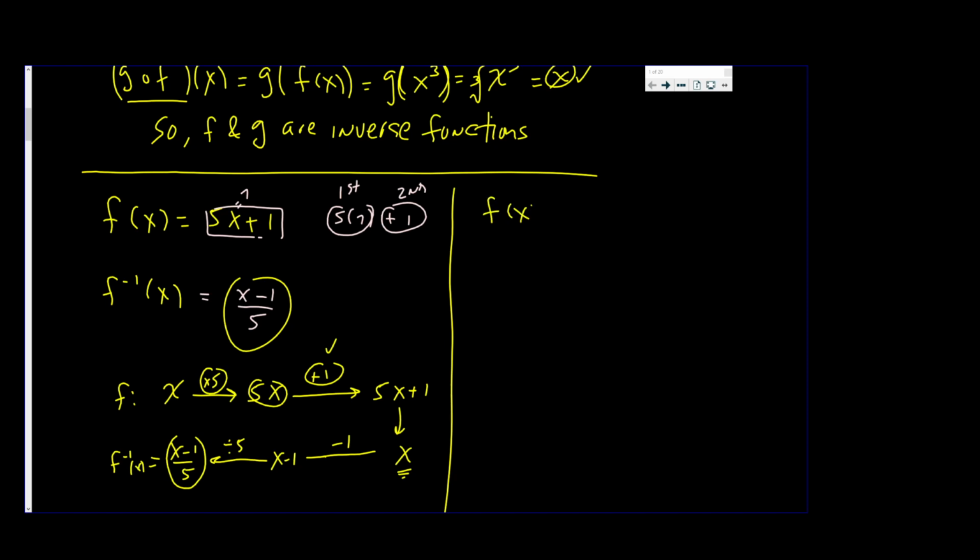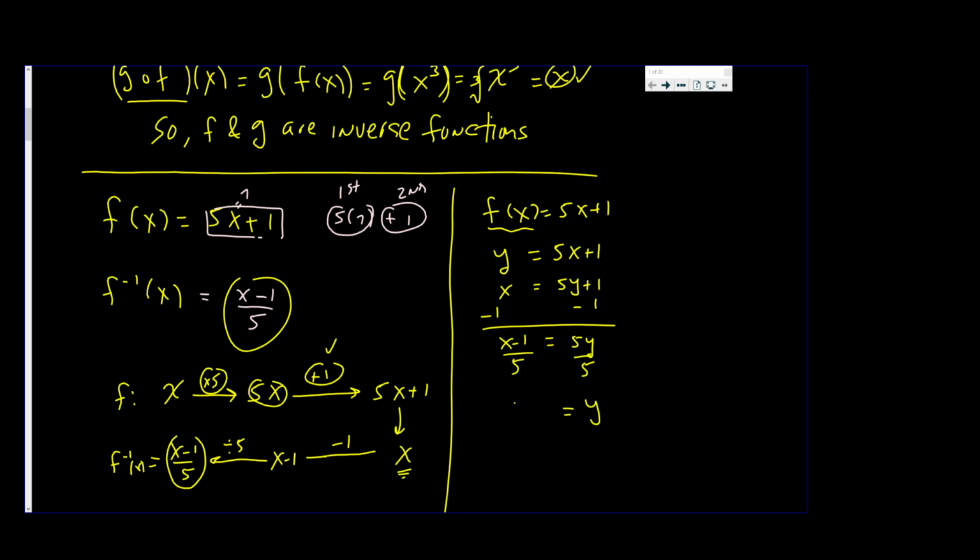A more formal way, this generally works all the time. You have that f of x is 5x plus 1. Call that y. y equals 5x plus 1. You should interchange x and y and solve for y. That is, take away 1 from both sides. Now you have 5y is x minus 1. Divide by 5. Now you have y is equal to x minus 1 over 5.